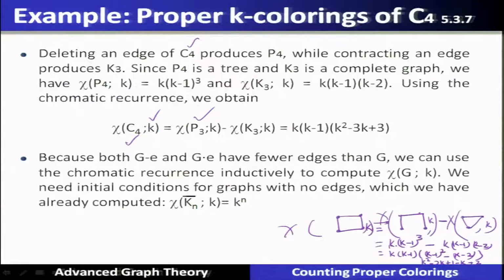So, that becomes 3, and this becomes minus 3k, minus 2k and minus 2k, and this becomes k square. So, hence this particular equation we have derived. Now, because both G minus E and G contraction E have fewer edges than G, we can use the chromatic recurrence to compute chi of G with k. So, we need initial conditions for the graph with no edges, which we have already computed here in this case.